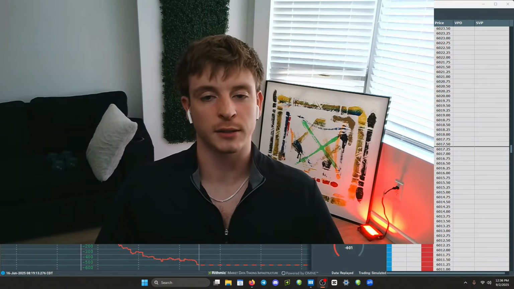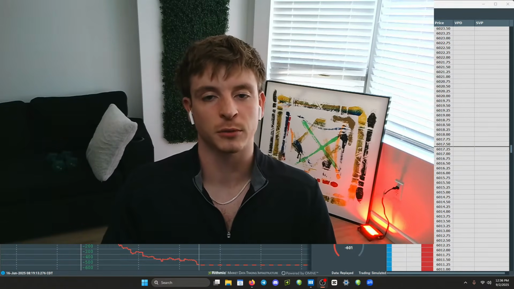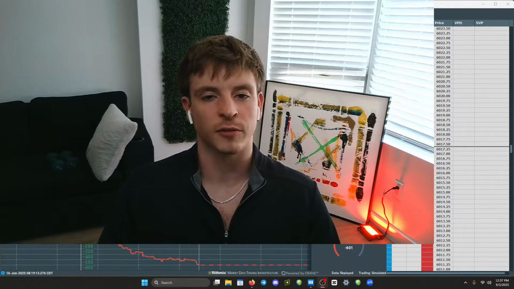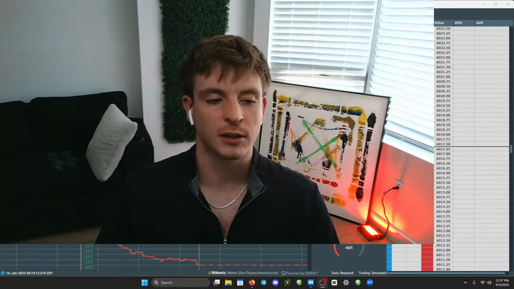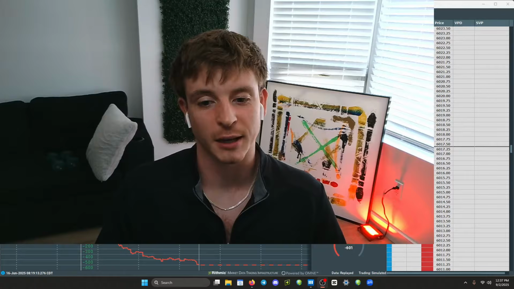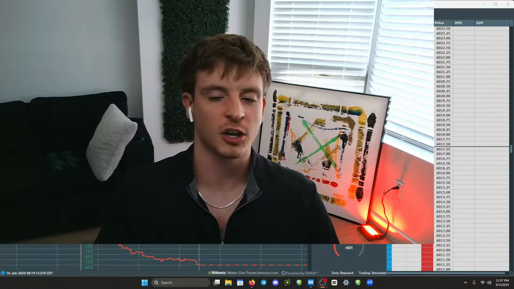I used to separate these absorption continuation and absorption reversal in my playbook, and I would have 2 different playbooks for each of them. They're very similar, but they can be different. You'll see in these next few examples what I mean when I say that, but they're really the same thing, and there's not really a good reason to separate it.